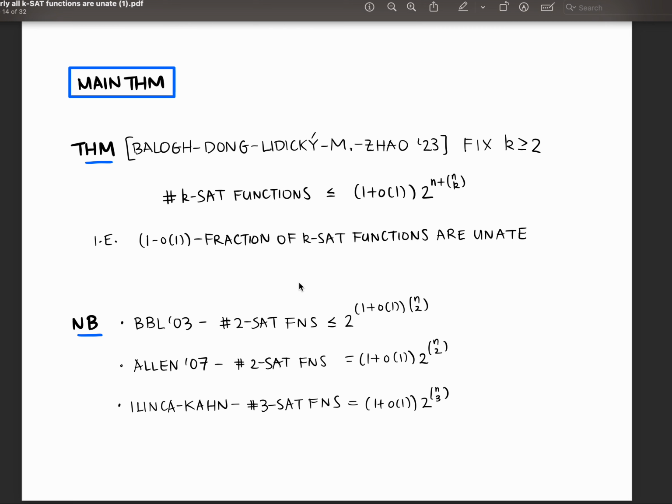This is a product of two distinct pieces of work, one of which is at STOC, but for the rest of this talk, what I want to do is tell you a little bit about the proof.